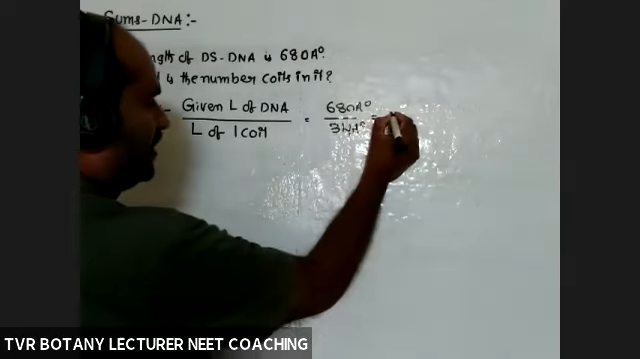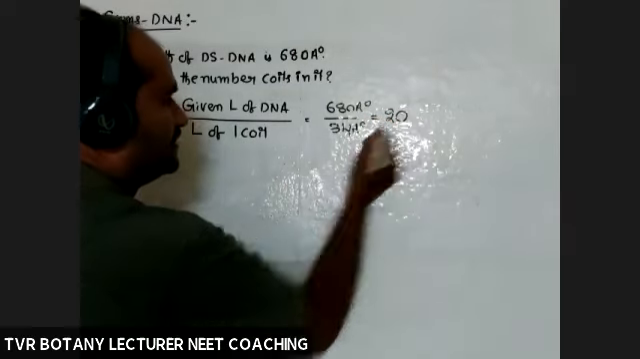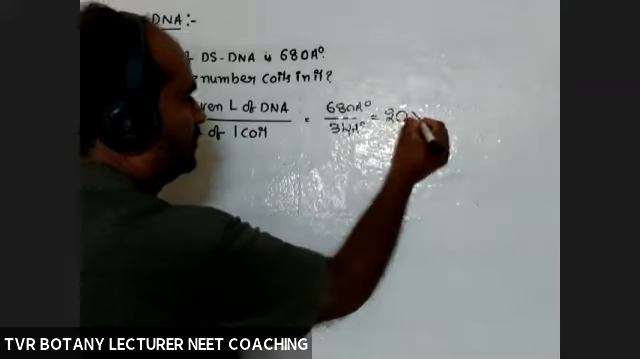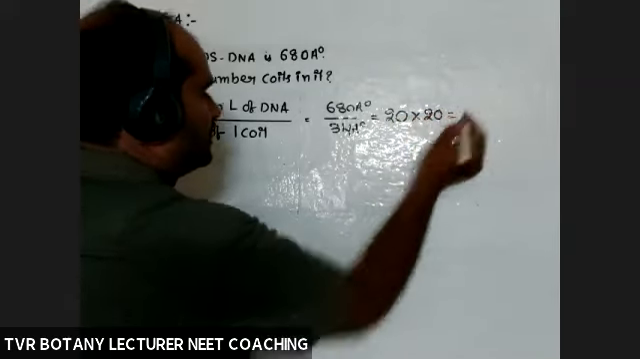Number of nucleotides. Okay. How many coils did you get? 20 coils. 20 into 20. That is the answer. 400. Yes, 400. Okay, sir. Next, fourth one.